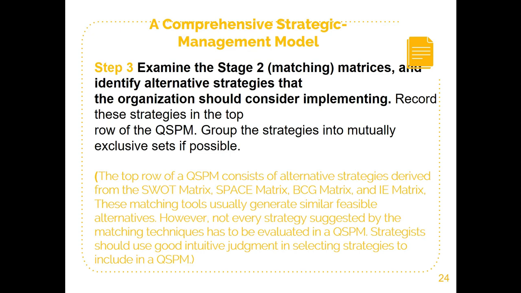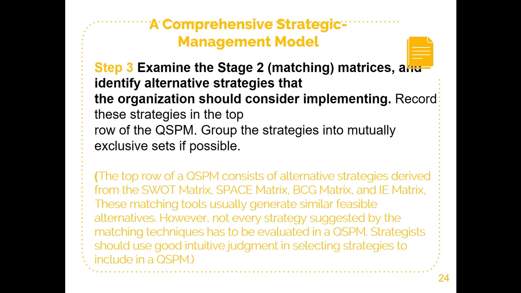Okay, the third step is for you now to examine the stage 2 matching matrices and identify alternative strategies that the organization should consider implementing. Record these strategies in the top row of your QSPM. Group strategies into mutually exclusive sets if possible.